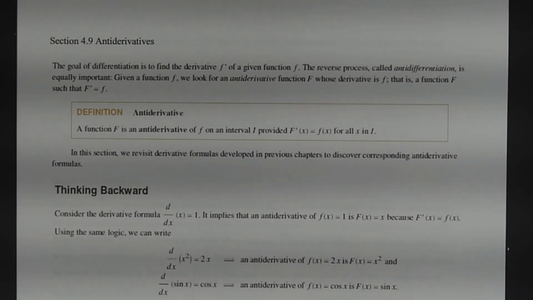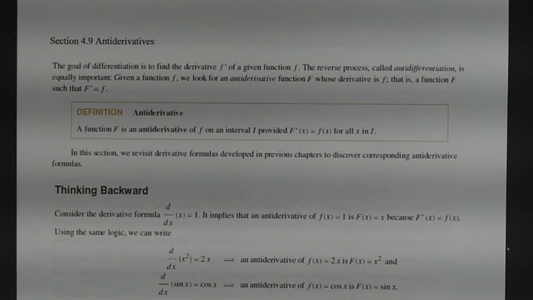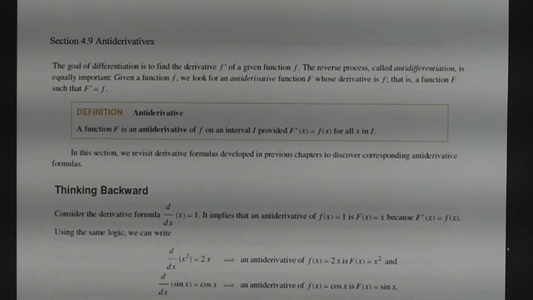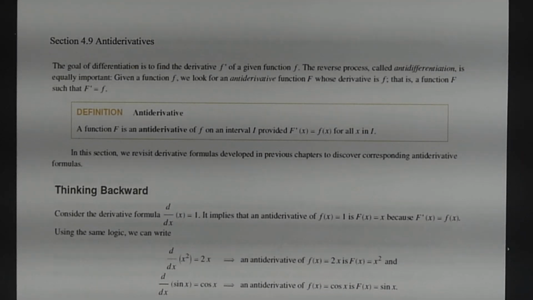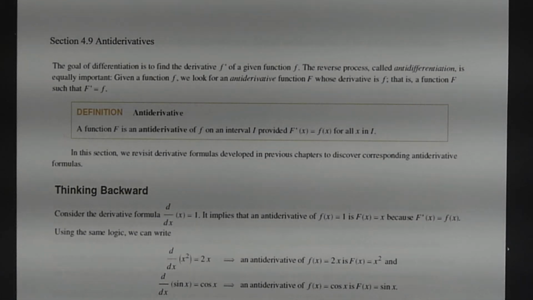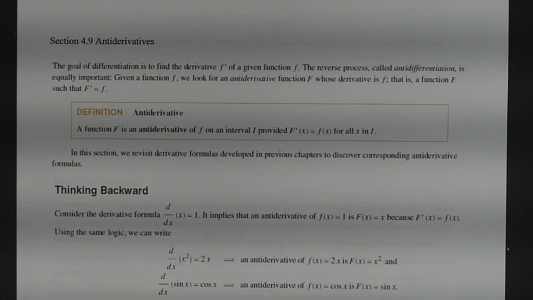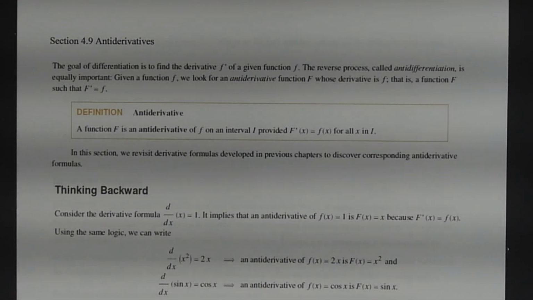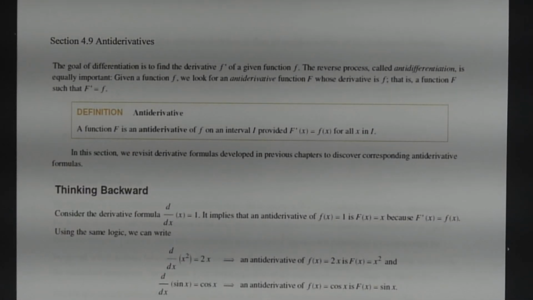The goal of differentiation is to find the derivative, or f prime, of a given function f. The reverse process is called antidifferentiation, and that's going to be equally important. If we're given a function f, we look for an antiderivative function called capital F, whose derivative will be lowercase f. That is, a function F such that F prime is equal to f.